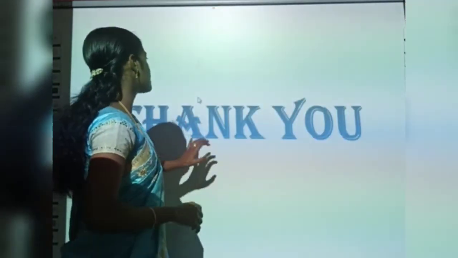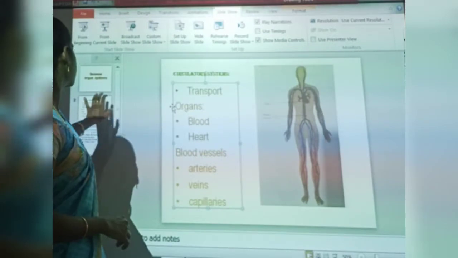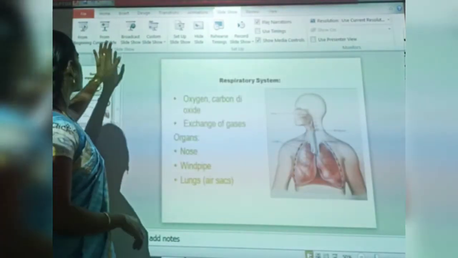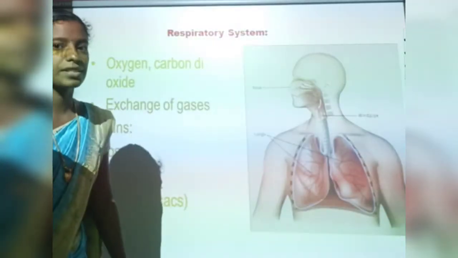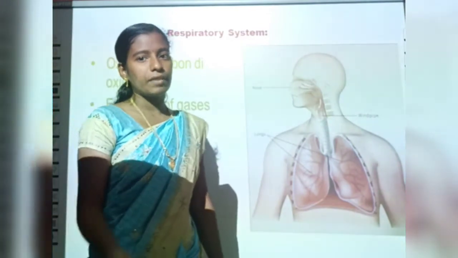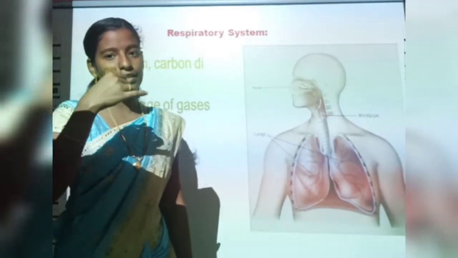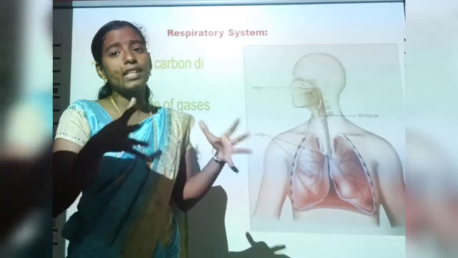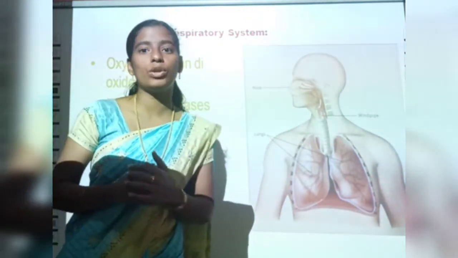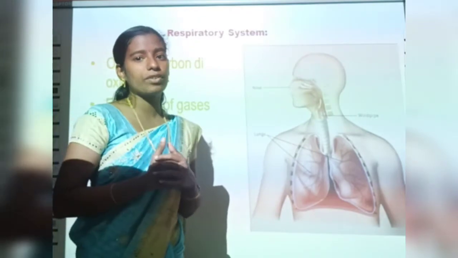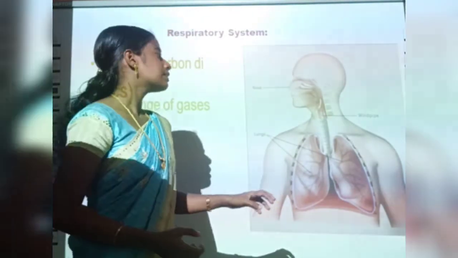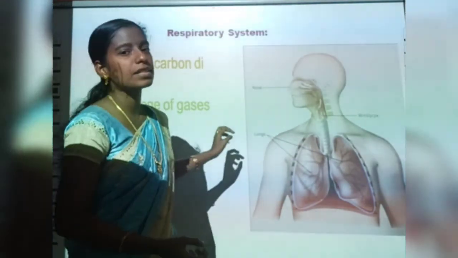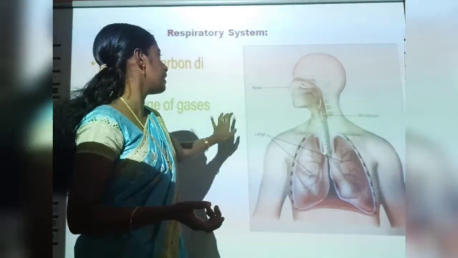So, in today's class, what are the things we have learnt? First, about the respiratory system: we take in oxygen, it enters into the windpipe, then to the lungs, the air sacs. These air sacs are also called alveoli. Then from the lungs, it is giving out carbon dioxide.